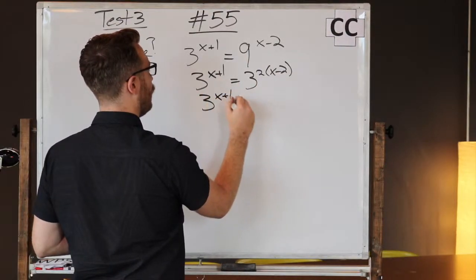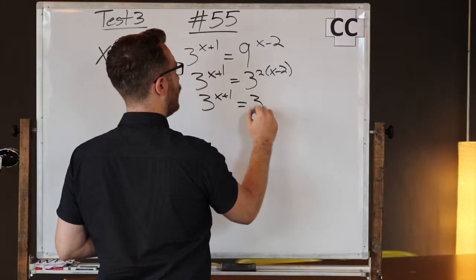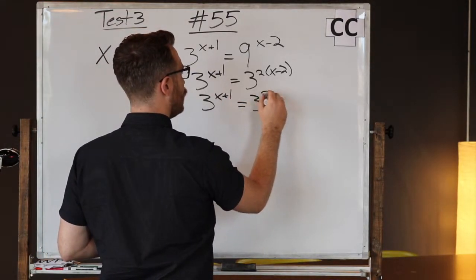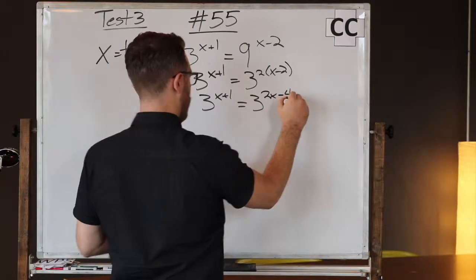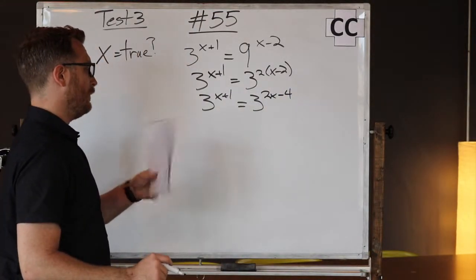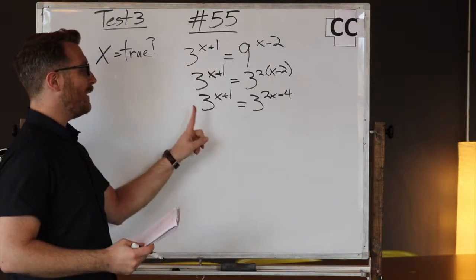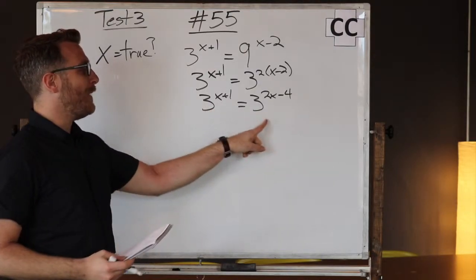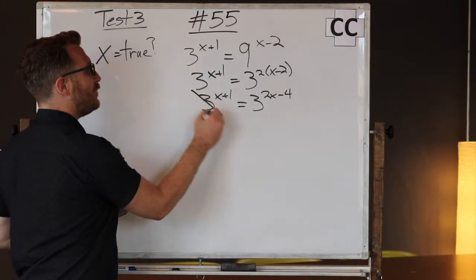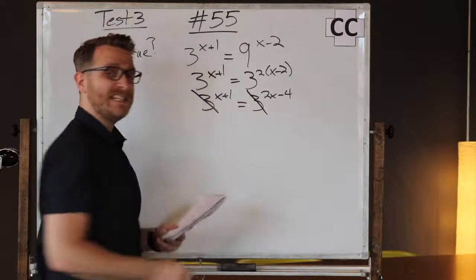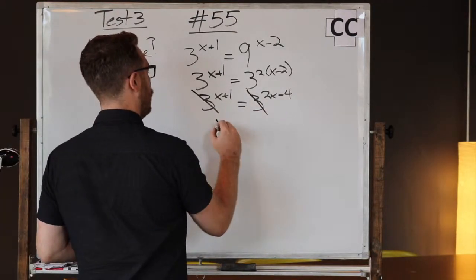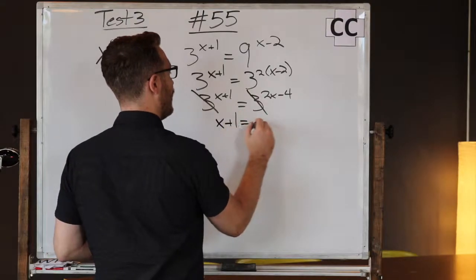3^(x+1) equals 3^(2x-4). Now, what's important to know is if we have the exact same base, we can then essentially discount the base entirely and only deal with our terms left in the exponents.